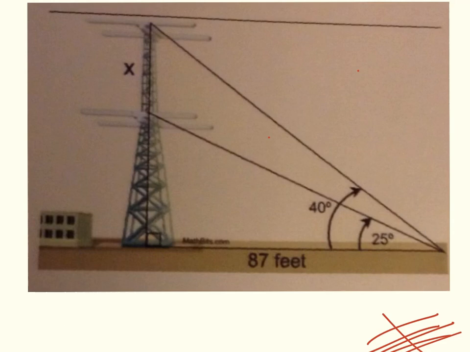So then to find x, I'm just going to subtract the large side, y, minus the short side, z, and that's going to give me what's left over. So y minus z equals x, and 73 minus 40.6 is about 32.4. So that means x equals about 32.4 feet.